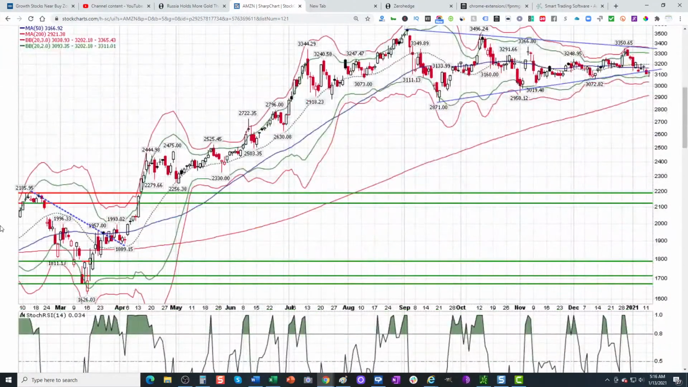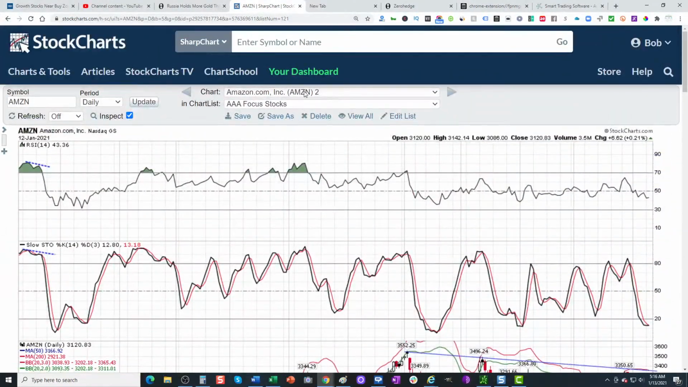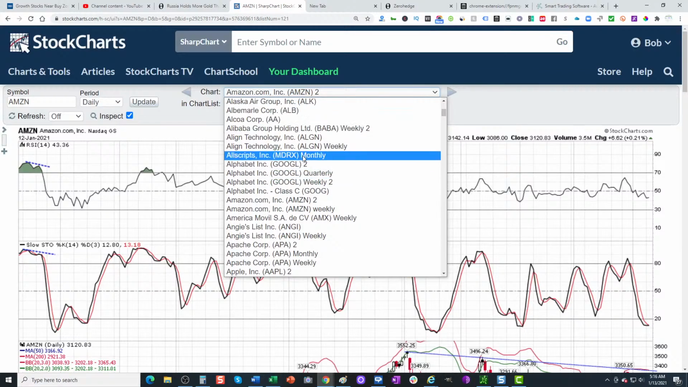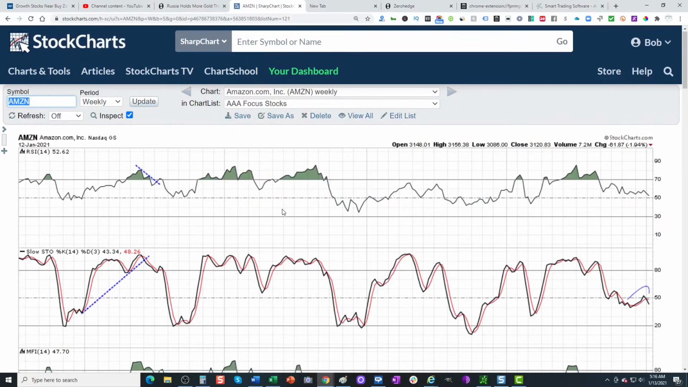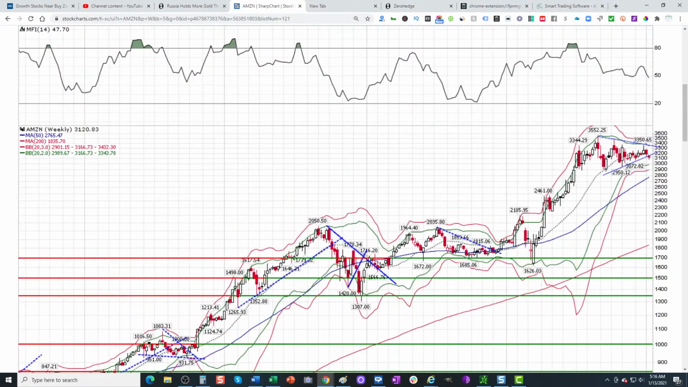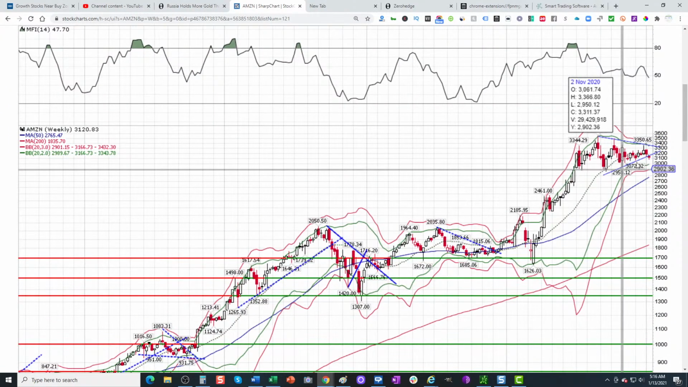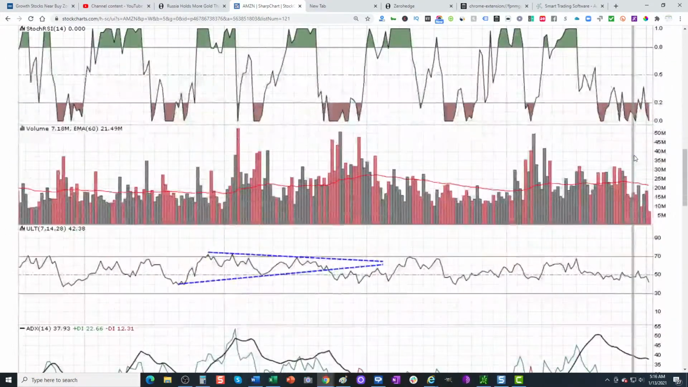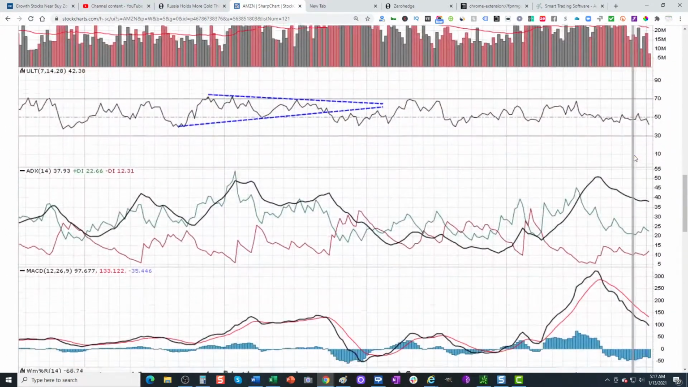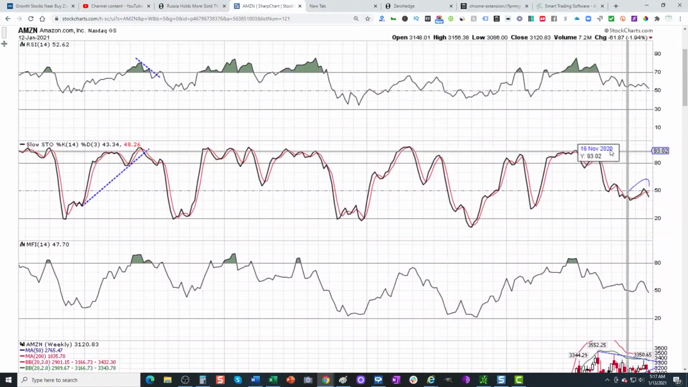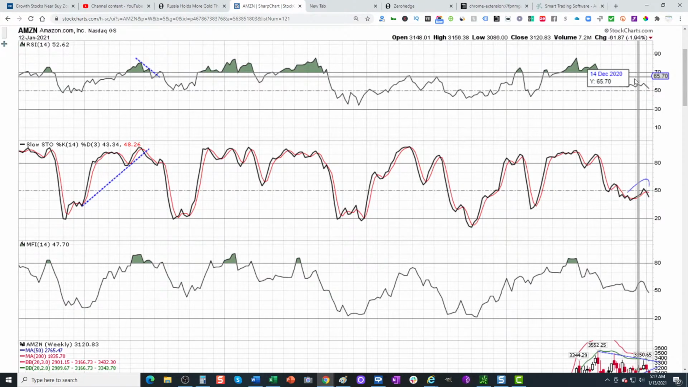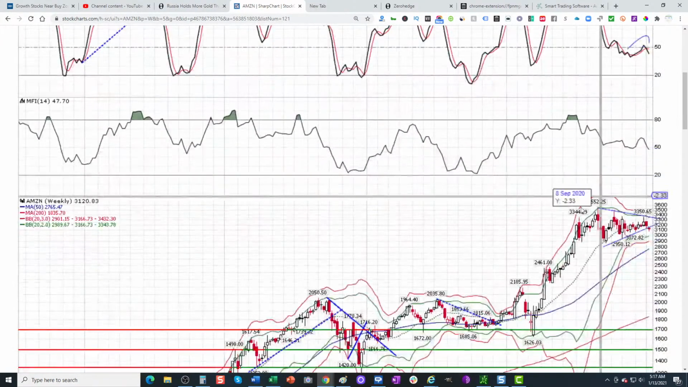But the chart that really has me concerned about Amazon is the weekly chart. We have broken support on a weekly time frame. The week is not over. Perhaps they'll rally it back. These stochastics are very weak and they're rolling over down below 50. RSI, very weak. Lower highs, lower lows. This is not a healthy chart.